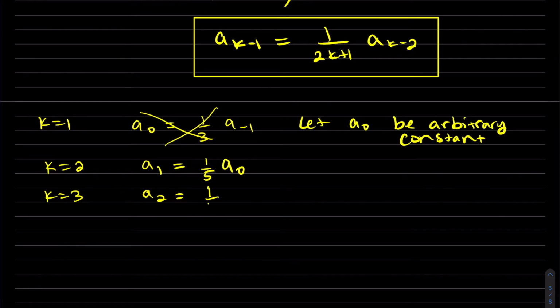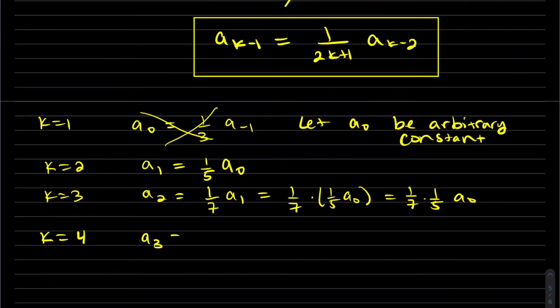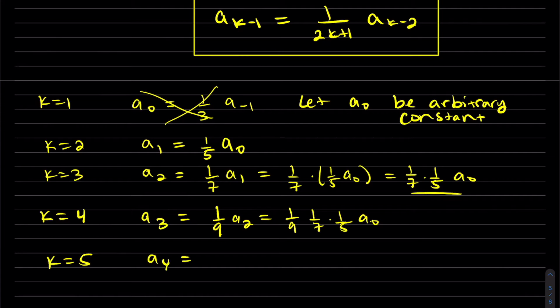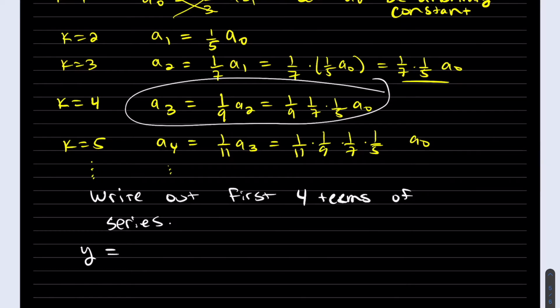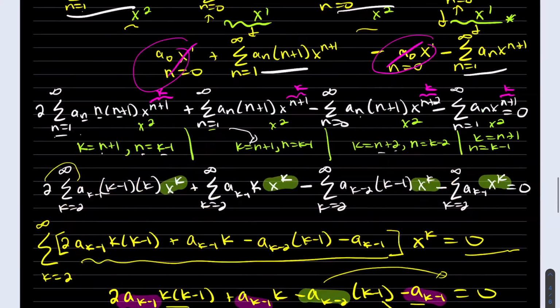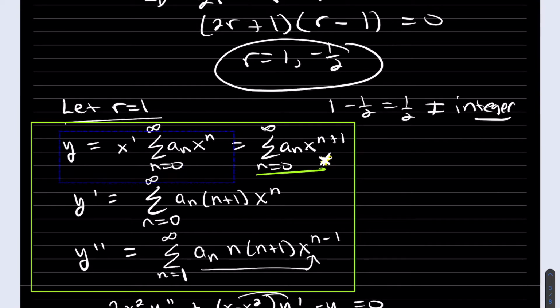So 2 times 3 is 6, that's 1/7 a1. So we can plug in a1. That's 1/9. And then we plug in this. So what we have here is y equals, remember the series? We can cut and paste either one of them, but I'm going to copy this one. That's what y is. That's our series solution.